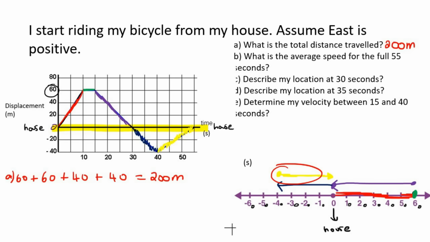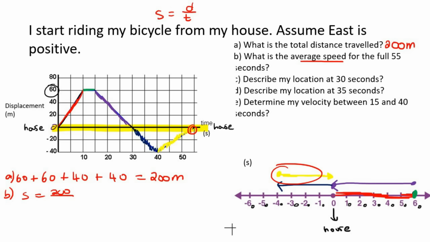Next question. What is the average speed for the full 55 seconds? Okay, so speed, we know speed is equal to the distance over time. So we've just calculated the distance in question A. So we've got speed is equal to 200 divided by the time, which is 55.